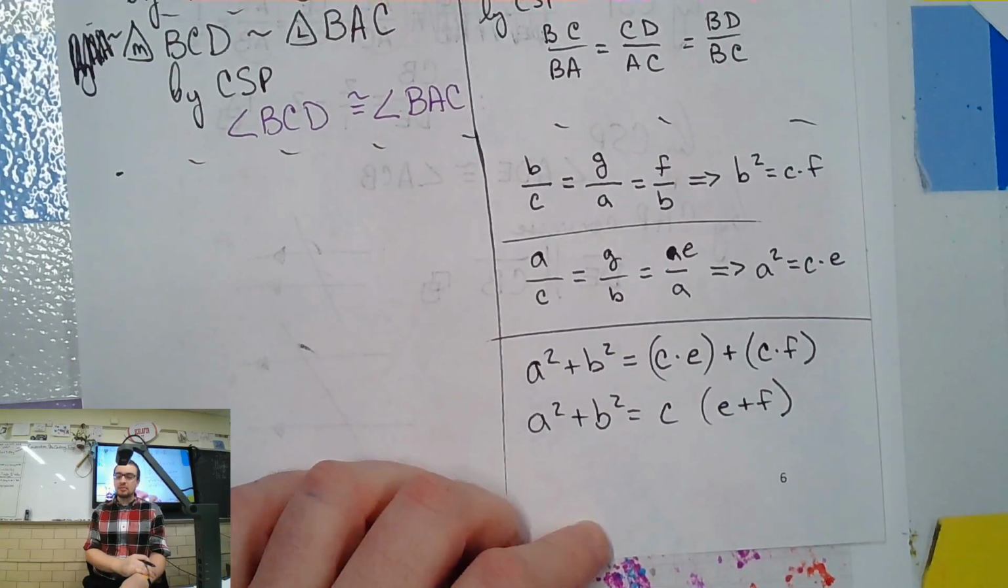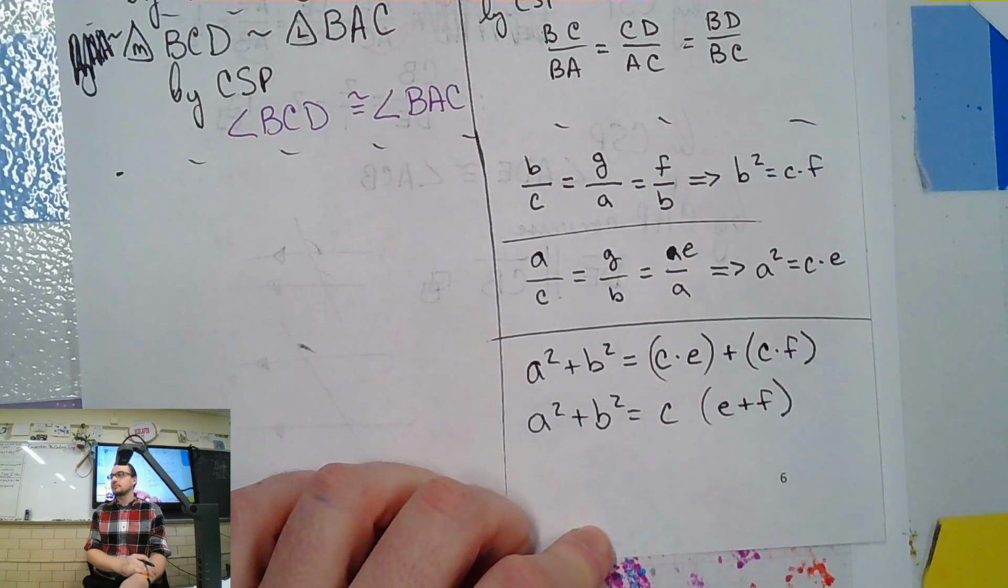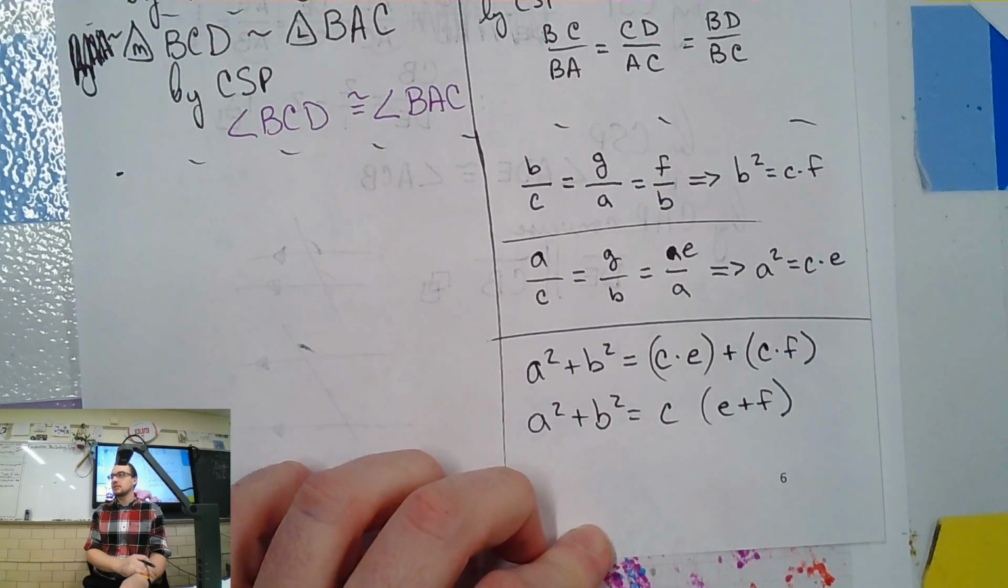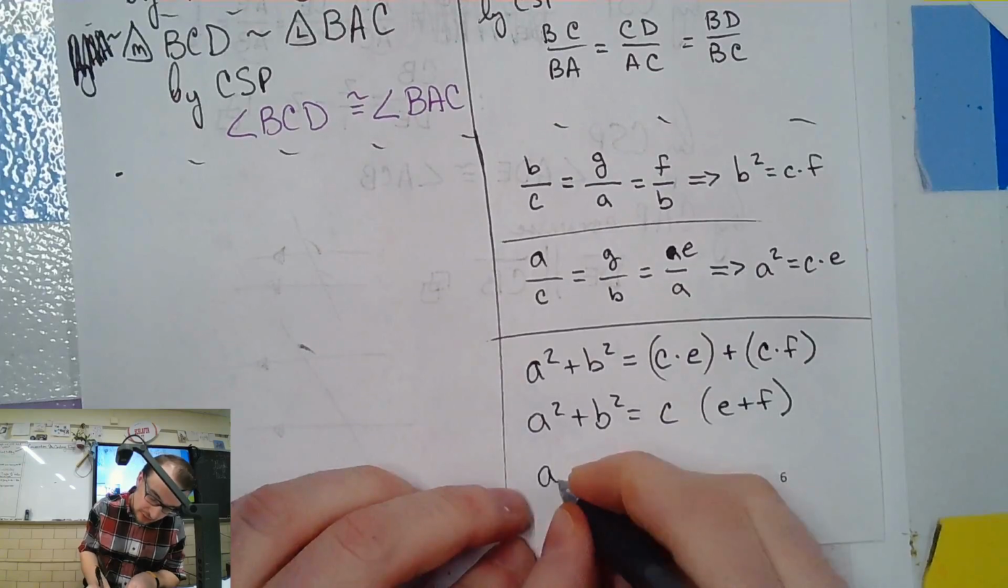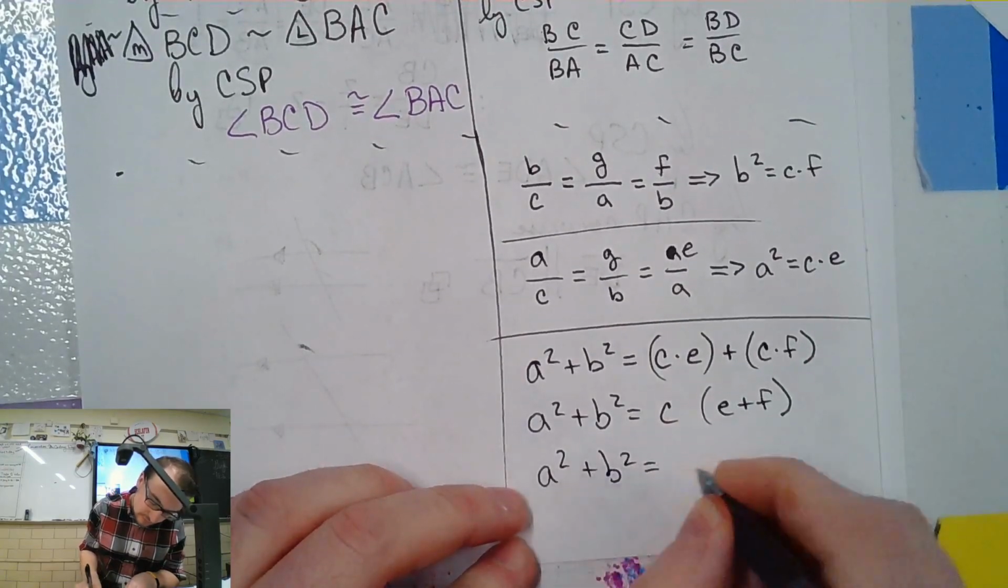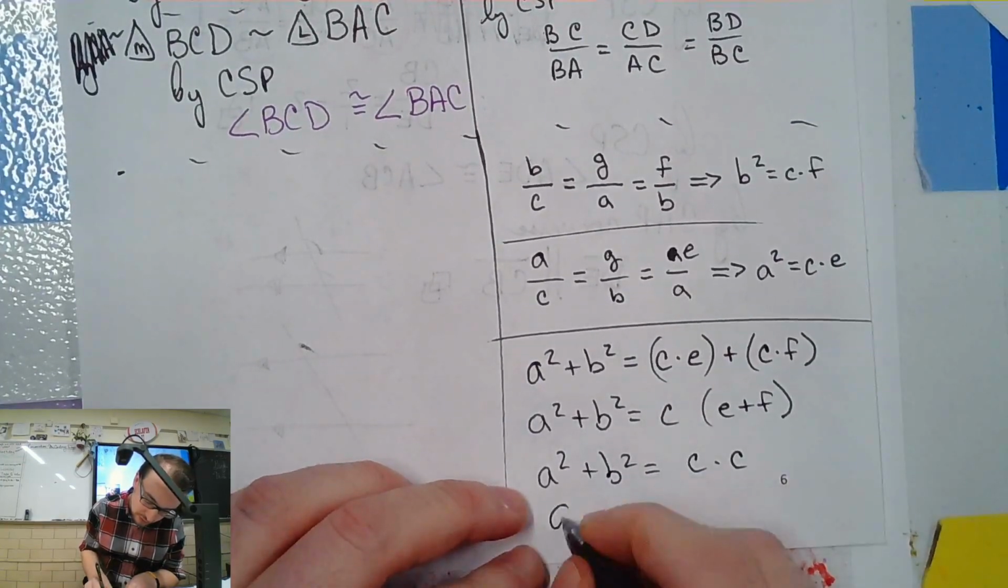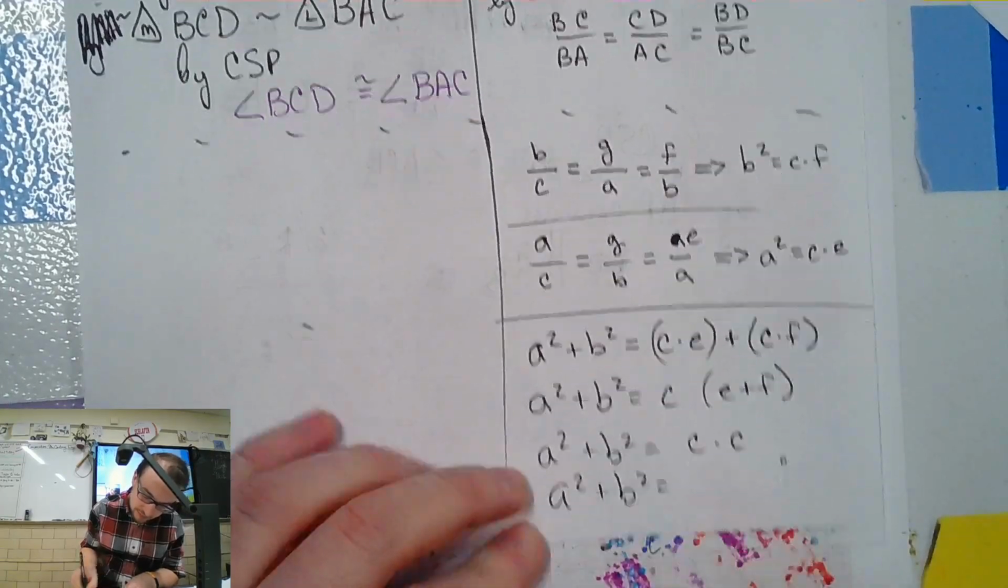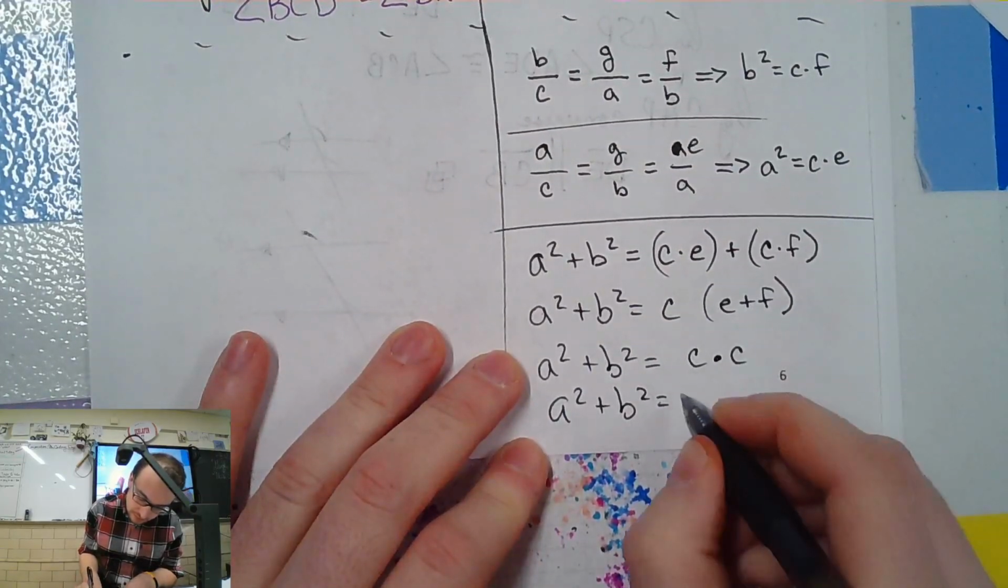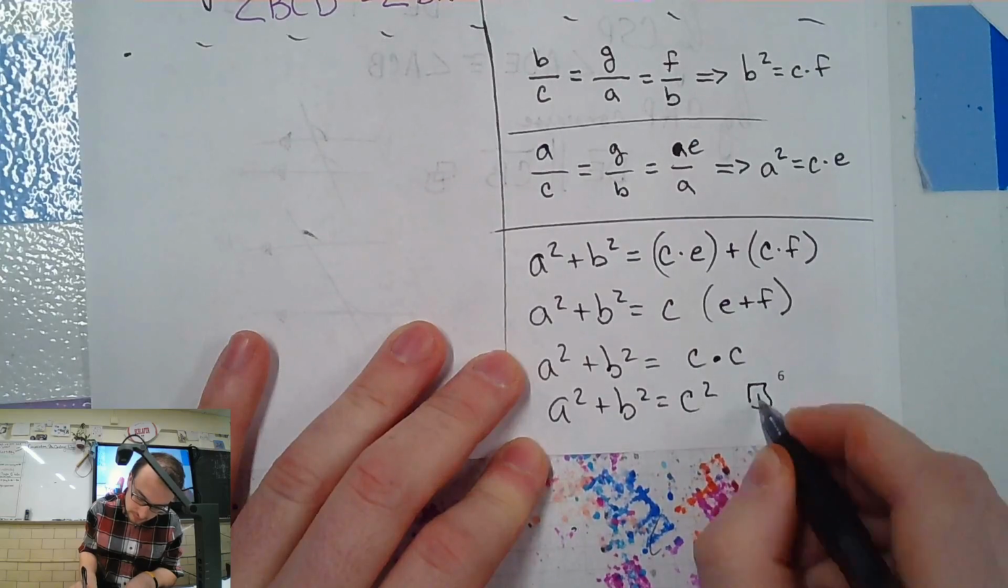But Bailey, what is E plus F on our diagram? It's C, isn't it? So by substitution, we have C times C, which of course means what? What's C times C? C squared. Funny how that worked out.